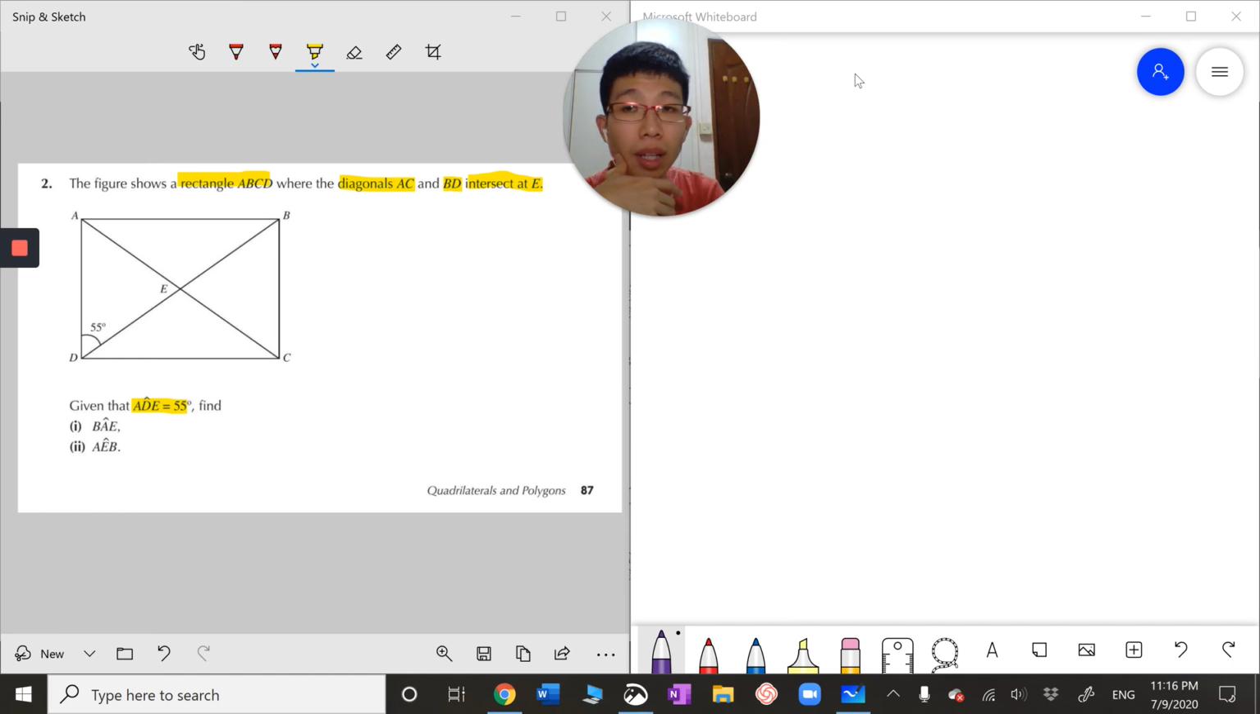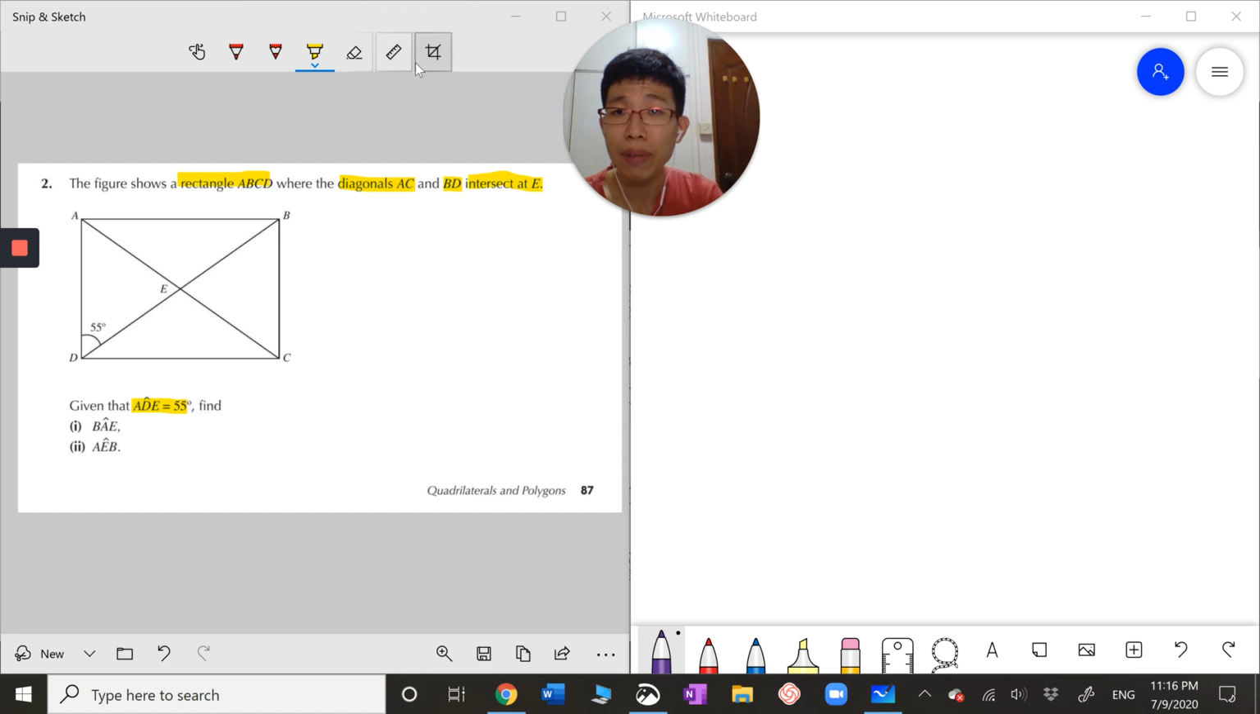Hi students, now we'll be looking at question 2 of workbook, page 87. So in this case, first step, highlight keywords. Rectangle ABCD, diagonals AC and BD intersect at E.